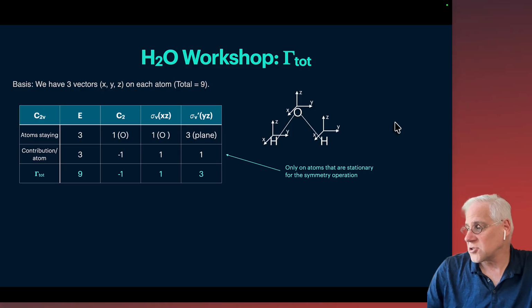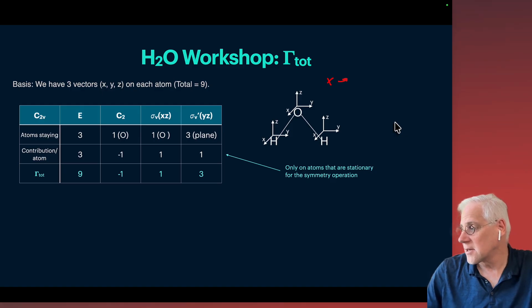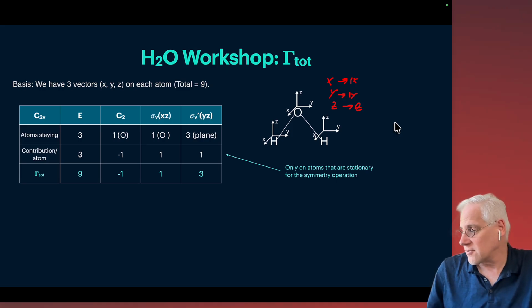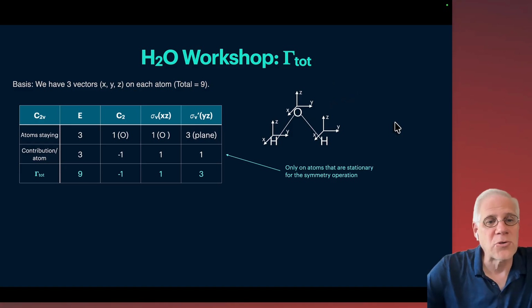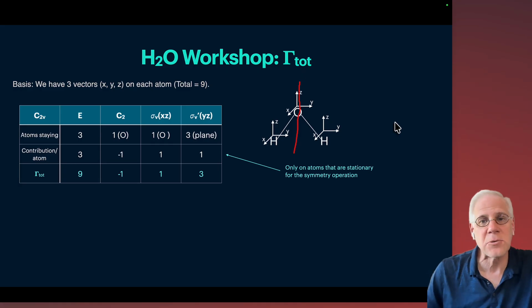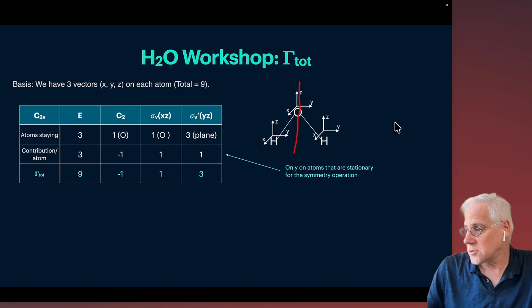For the oxygen, the Z axis remains the same. Z goes to Z. We can actually write these down. Let's start with X. X turns into X, Y turns into Y, and Z turns into Z. So we have a sum of 3 there, 1, 1, and 1. And so the contribution per atom there is 3. If we go to the C2, remember what I said with the C2s, we've got our C2 axis that runs down there, and so our H's move, so we don't count our H's here, but the oxygen remains the same.